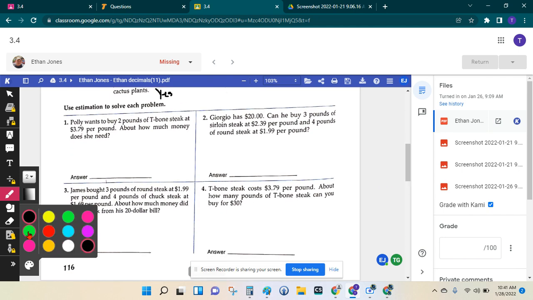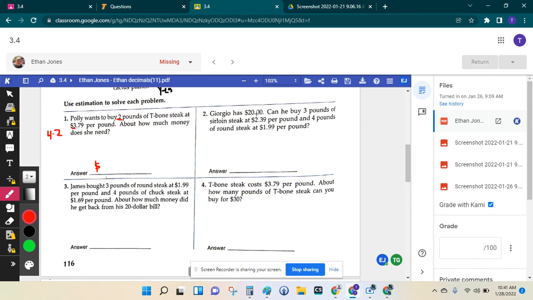Alright, now when you come down to this part, it's saying she wants to buy 2 pounds of T-bone steak at $3.79 a pound. So you're going to round this $3.79 to the nearest dollar. So we got a 7 behind it, so that's going to go up to $4. And then she's going to buy 2 pounds, so you would say 4 times 2. So how much money would you need? What is 4 times 2? Remember to put your dollar sign on these ones that are asking for a money amount. If you don't, it's going to count wrong.